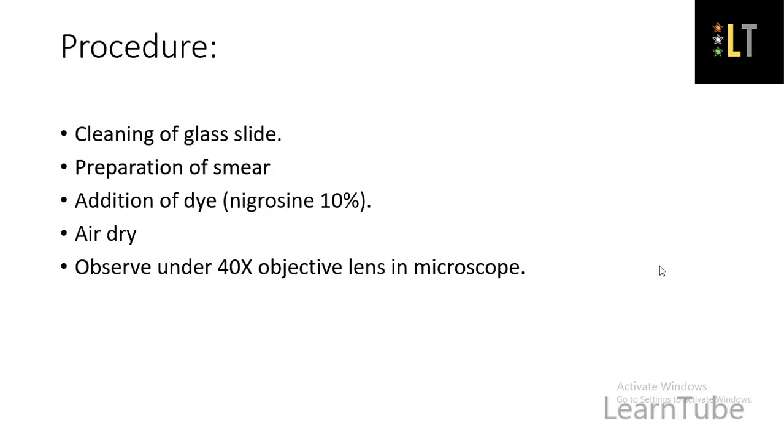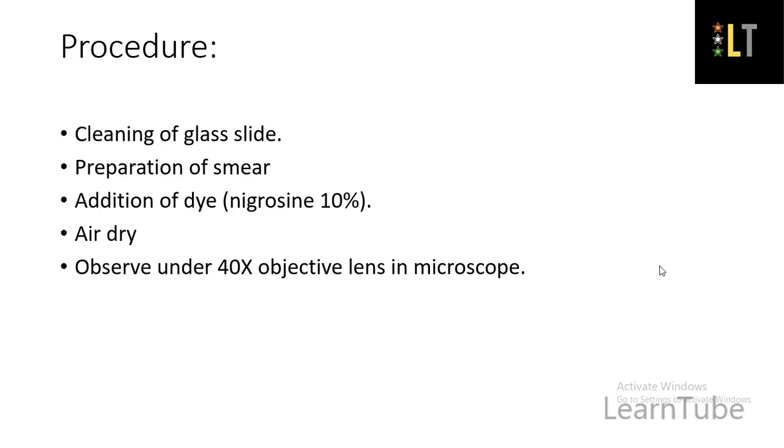So now we will see the procedure of negative staining technique. So first you have to clean the glass slide. As you all know, the glass slide has to be cleaned first by water in order to remove the dirt or dust contamination, and later the slide has to be cleaned by any disinfectant like ethanol, which will prevent the contamination of microbes, if any, present on the glass slide surface.